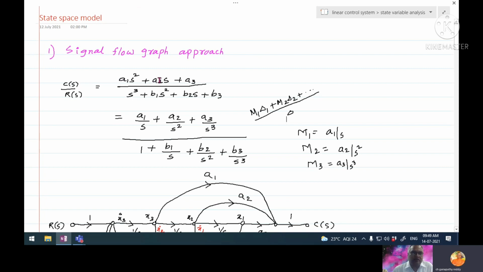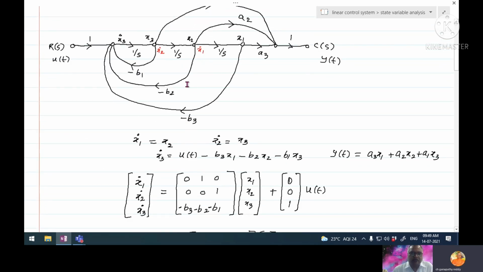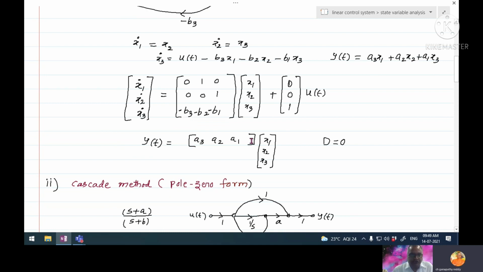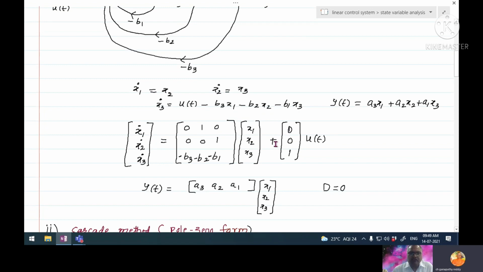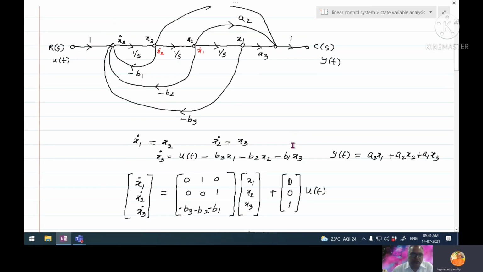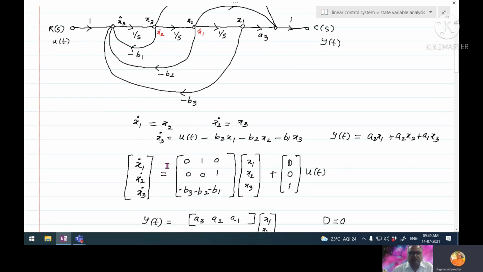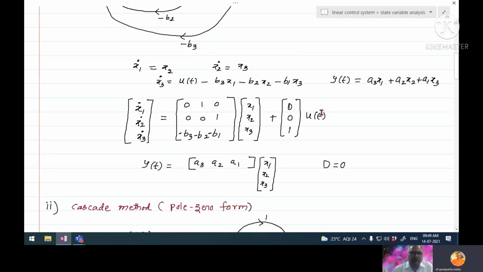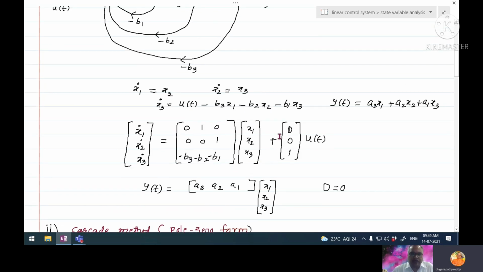Then numerator a1, a2, a3, again write in reverse order without changing the polarity: a3, a2, a1. Whereas here B matrix 0, 0, then input is u of t, so 1 into u of t. If input is given 10 u of t, you write here 10. If input is 5 u of t, you write here 5. So with that logic, any transfer function, you can get the state equations directly.